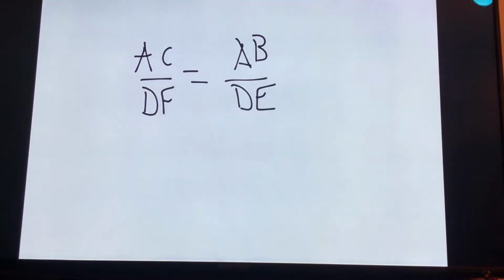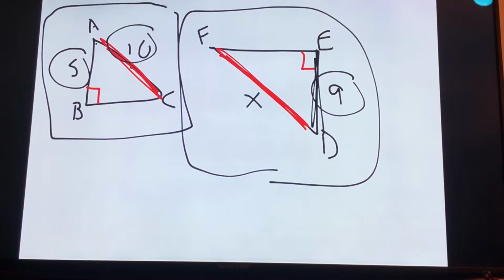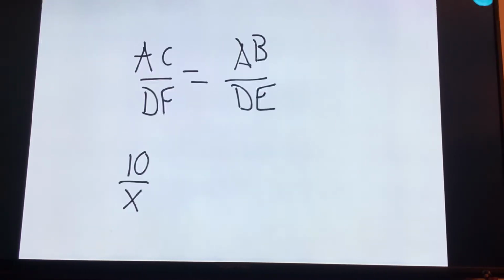What would be the next portion that we would have to do to this? Well, we're going to have to figure out something in particular. Do you guys know what it is? It's going to be the length that we're given. So we're given 5, 10, and 9. So AC, let's go find AC. AC is what? 10. Okay, so we need to put 10 over, let's see, what's the next one? 10 over DF, which is going to be unknown, so that's going to be X.